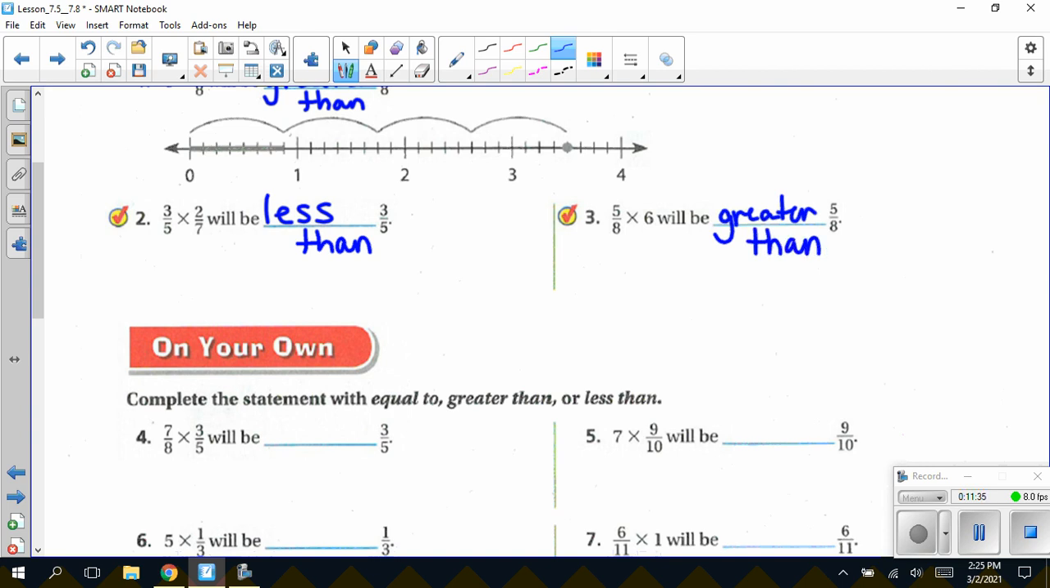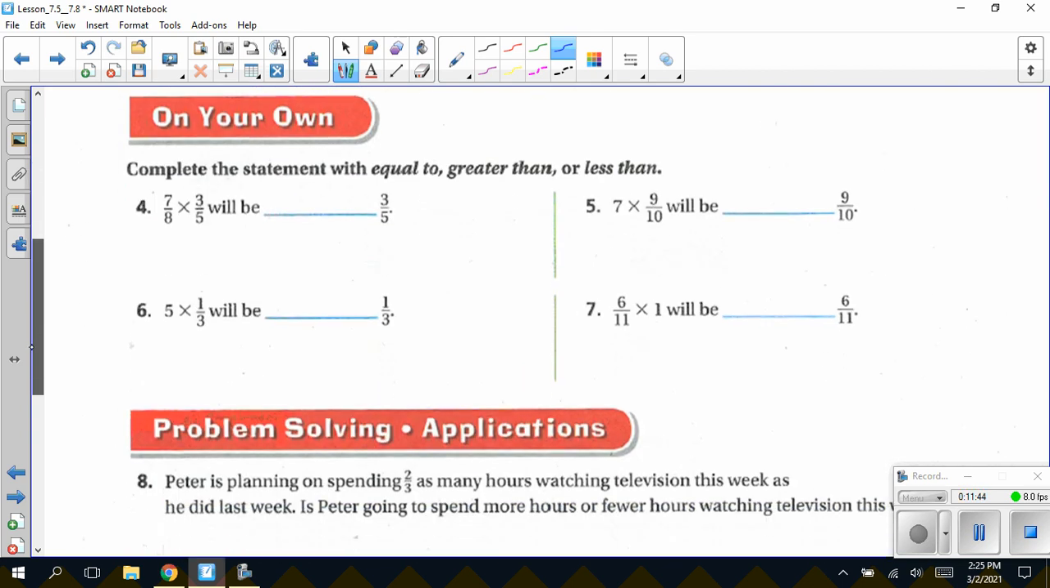So I encourage you to pause at this point, do the problems on your own by yourself, and then start the video back up to check your answers with mine. So for number 4, I have 7/8 times 3/5, and I know that if I have a fraction times a fraction, my answer will be less than both factors.